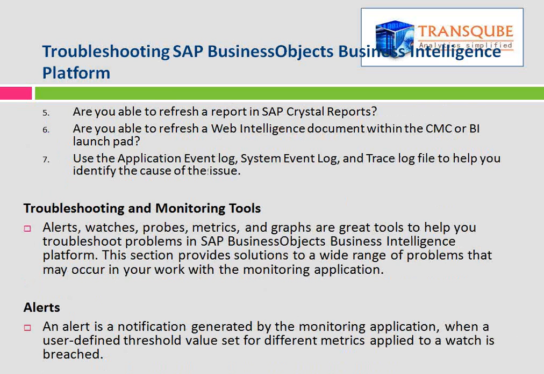I've typically tried to refresh a Crystal Reports document or one of the reporting systems. Refresh a web intelligence document within the CMC or BI Launchpad, or you can use an application event log by going into the logging directory and locating the specific service in question. We also have trace log files that are generated in the system. Typically, you can use these files to identify the log scenarios, or the reasons why the service is not performing. In the same logging directory you can also find the event files, event traces.